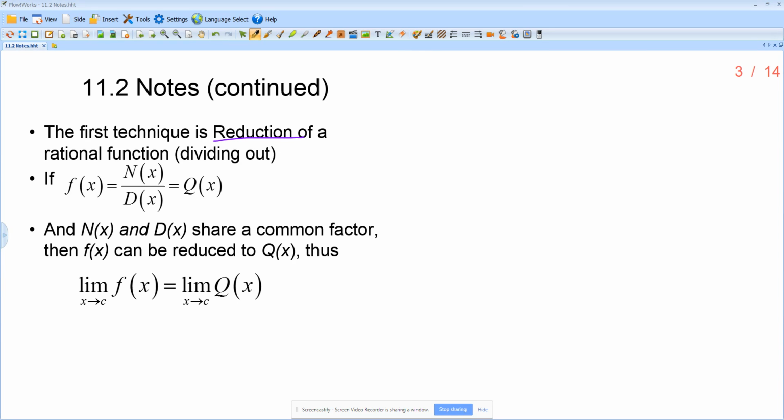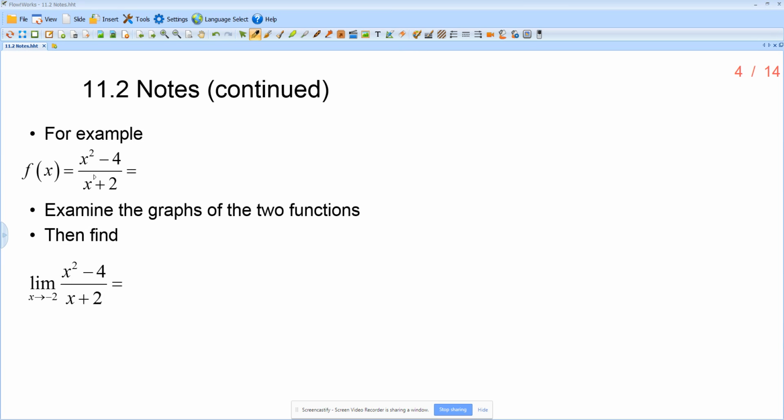And that might seem confusing, but I promise you, you've actually done it. You did it in chapter 2. Thus, the limit as x goes to c of f of x is equal to the limit as x goes to c of q of x. And what we're just saying here is if I have some rational function where there is a shared factor that can be divided out, then taking the limit of that rational function is going to be the same as taking the limit of the quotient of that rational function.